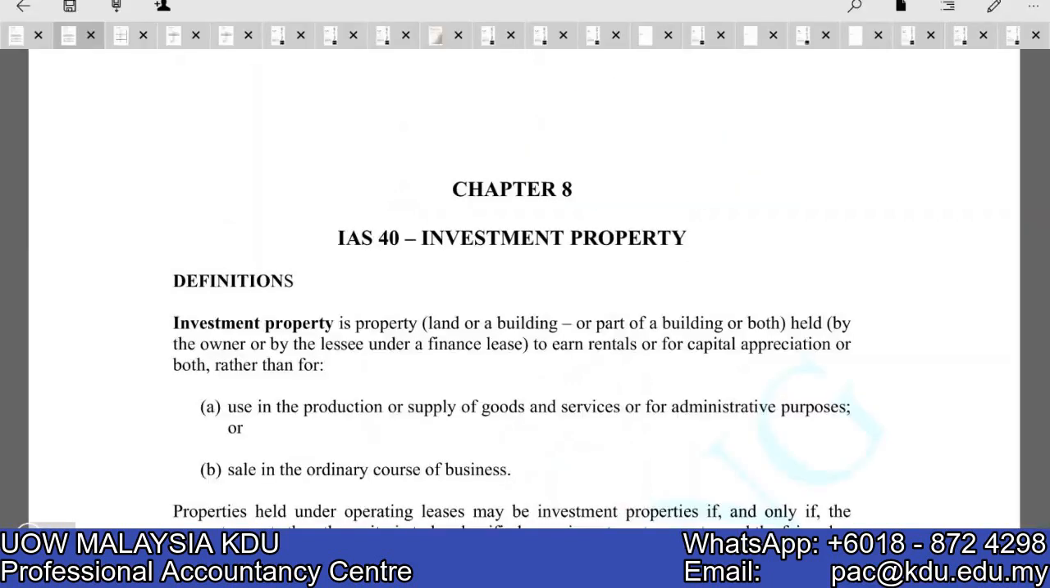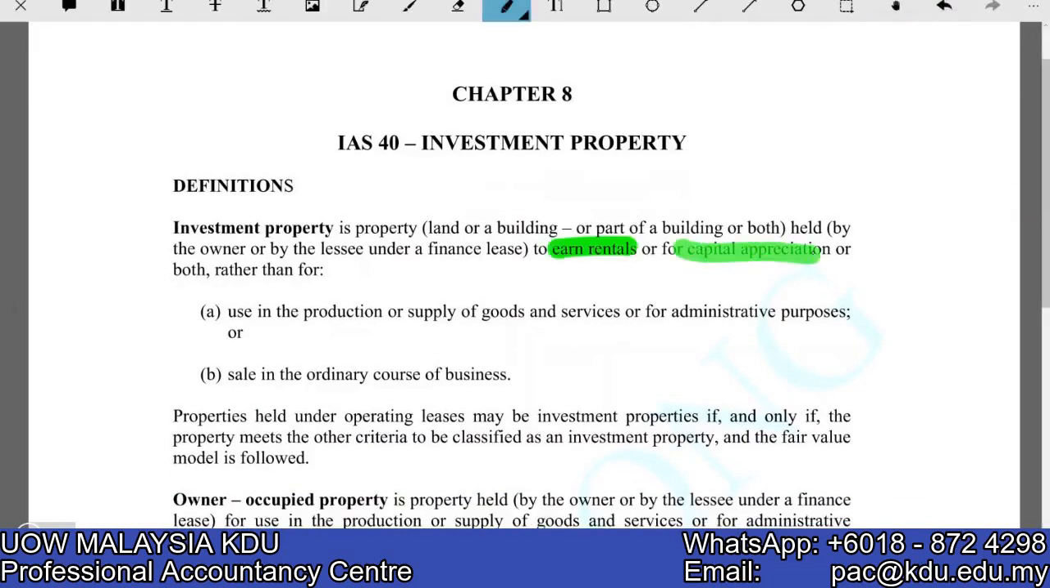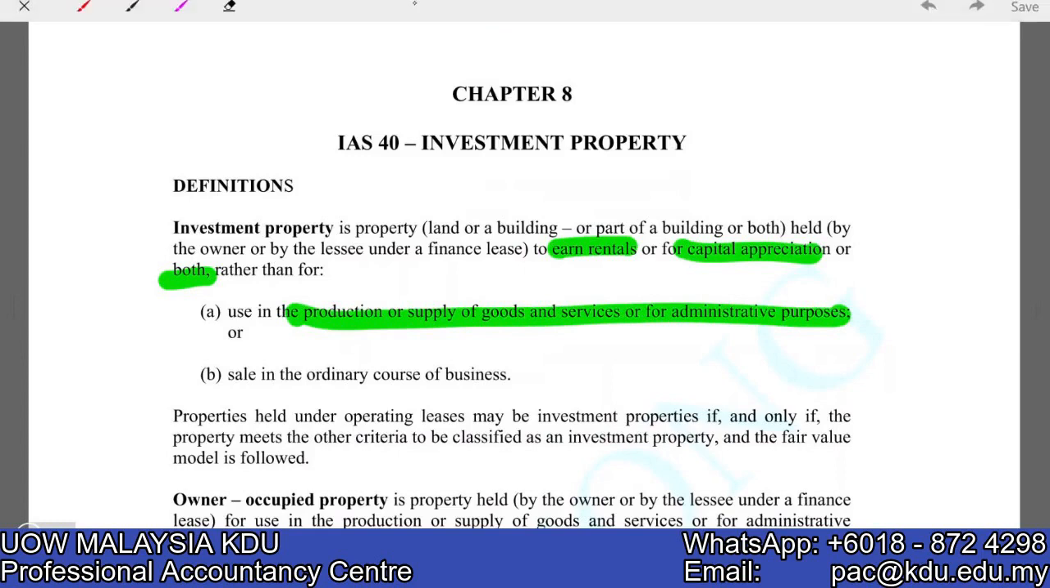Now, investment property are those properties, land or building, which are held by the owner or the lessee to earn rentals or for capital appreciation or for both, rather than for use in the production or supply of goods and services or for admin purpose. If the property is used for own use in the production of your goods and services or for administrative purpose, then those properties are classified as your property, plant, equipment, isn't it?